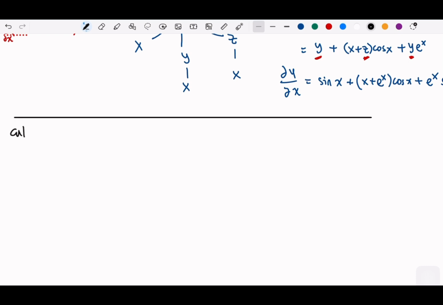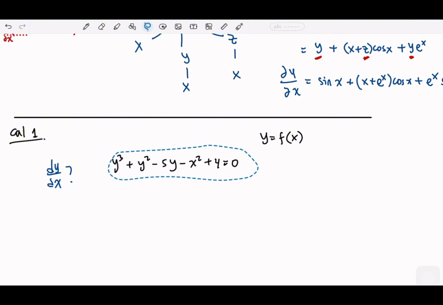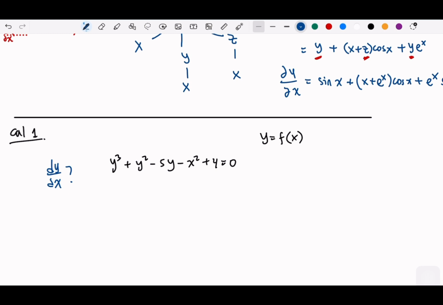So in calculus 1, if we have y cubed plus y squared, this is y as a function of x, right? Okay, if we want to find dy dx, we can basically derive all of this directly. And whenever we derive y, we are going to add dy dx.